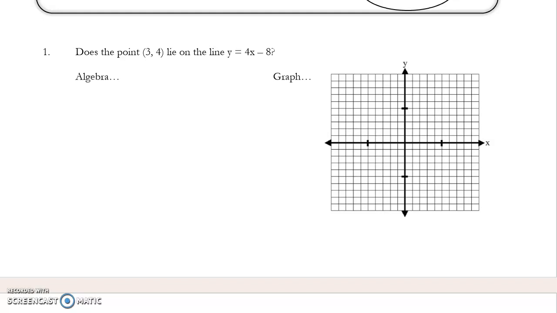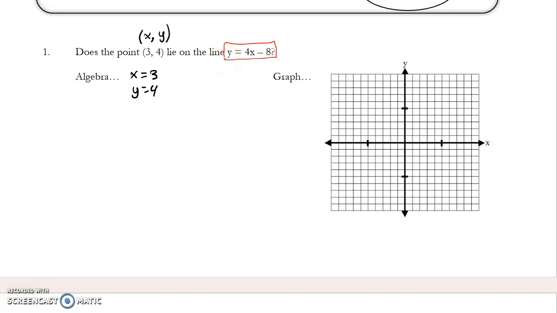What we're going to look at now is determining whether a point lies on the line of an equation. And there's two ways that we can do this. The first is just using algebra. So remember that we have the ordered pair (3, 4). Anytime we have an ordered pair, we always have our input, independent variable, or x listed first, and our output, our dependent variable, or y listed second. So in this case, we're saying x is equal to 3 and y is equal to 4. Is that true in this equation?